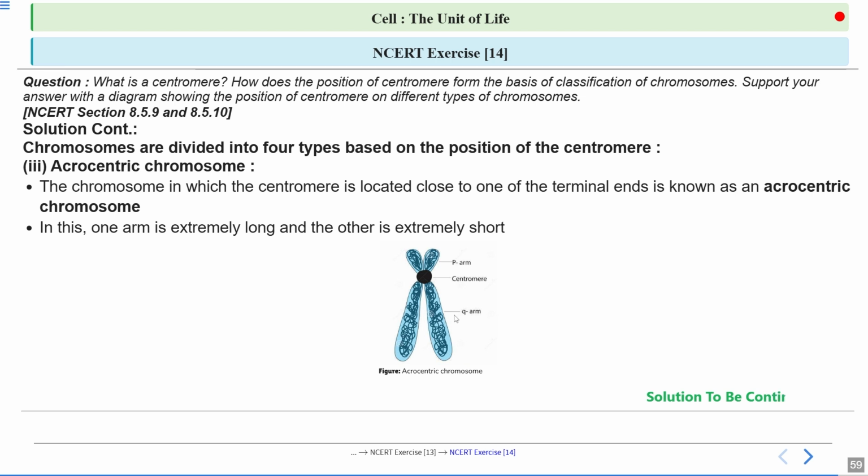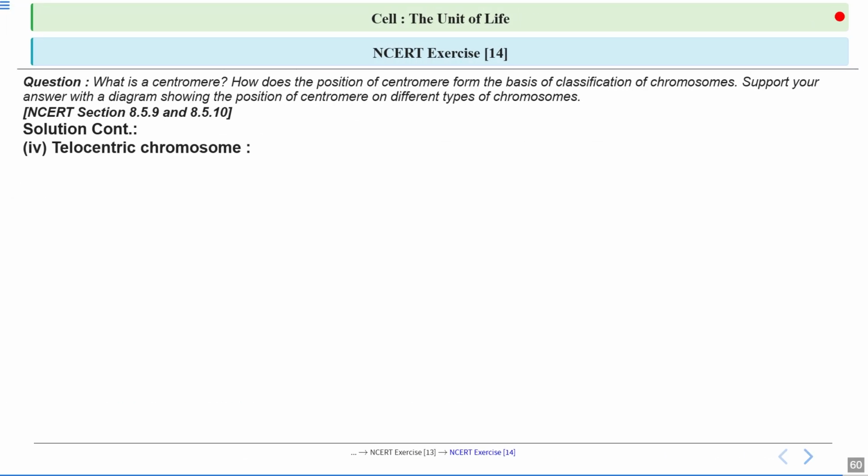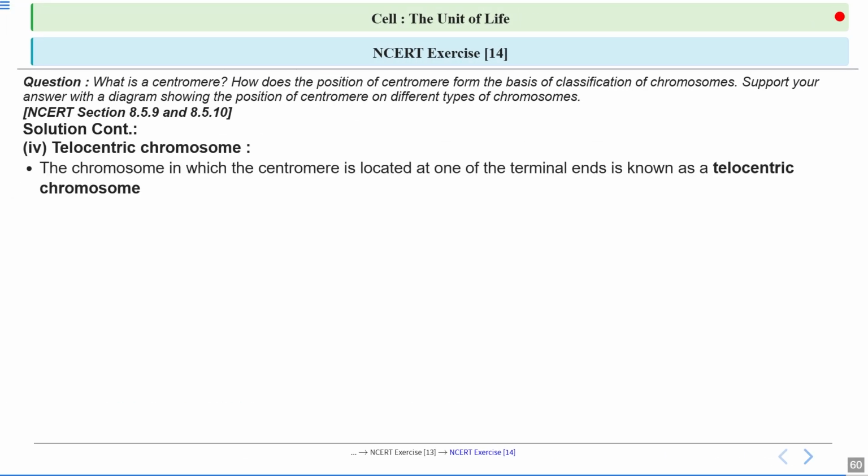Then the last one, the fourth type of chromosome, is the telocentric chromosome. Actually, the three main types are the ones we have discussed. Telocentric is not that common, but this type of chromosome also exists. Metacentric, submetacentric, and acrocentric are the three main types, and this fourth type also exists, but those three were the main types.